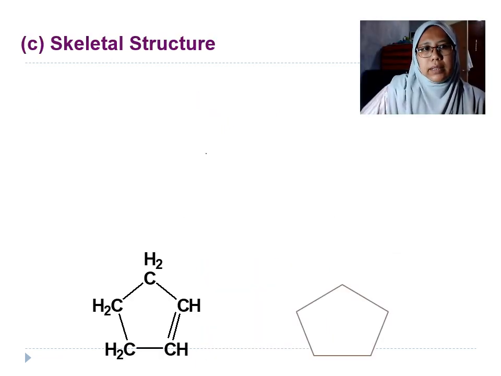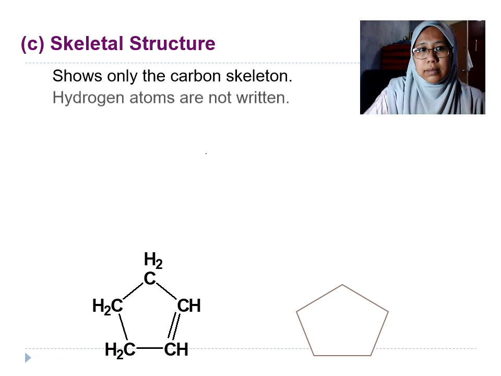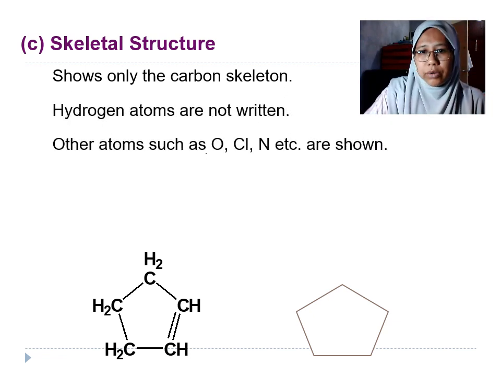Okay, the third one is skeletal structure. Skeletal structure only shows the carbon skeleton. Hydrogen atoms are not written, carbon atoms are not written. The written ones are only those other than carbon and hydrogen, which is oxygen, chlorine, and nitrogen.